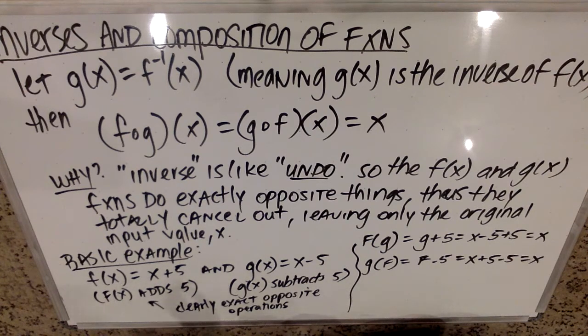Let's say that f of x is x plus 5, meaning the f function's entire job is to add 5. If you plug a 2 in, it's 2 plus 5. If you plug a 20 in, it's 20 plus 5. If you plug an 8 in, it's 8 plus 5. That's f's whole job, to add 5. G of x's whole job is to subtract 5. So g of x equals x minus 5. Those are clearly exactly the opposite operation, right? One of these functions adds 5, the other one takes it away.